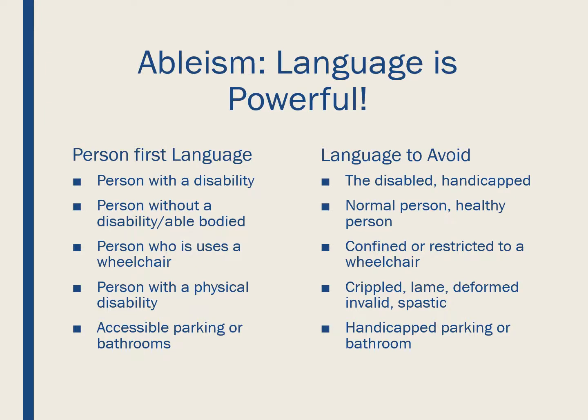Similarly, you want to say somebody is a person without a disability, or that they're able-bodied, versus being a normal person or a healthy person, because that implies judgment. People with disabilities can be just as healthy as people without disabilities. But saying a healthy person implies that a person with a disability can't be healthy.